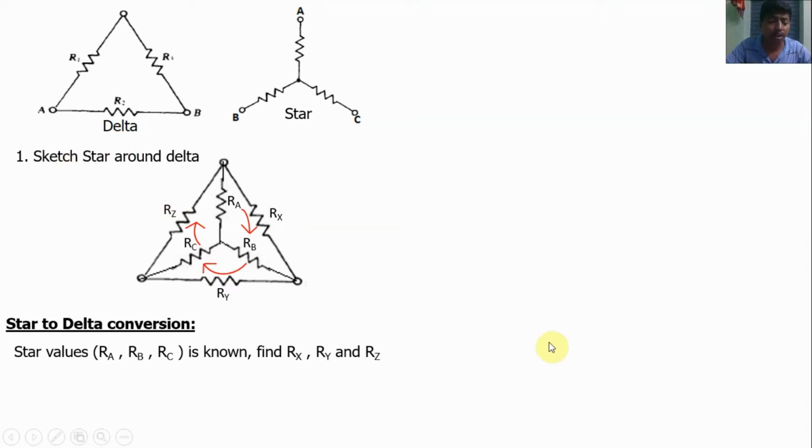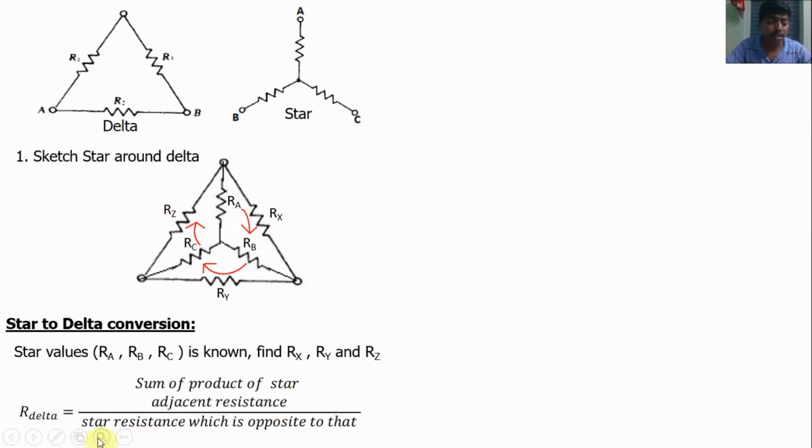The general formula for the star to delta conversion is: R delta is equal to the sum of the product of star adjacent resistances divided by the star resistance which is opposite to that. Just remember this concept. Rx is equal to, here Ra and Rb are adjacent resistances, so the product Ra Rb. The sum of product of star adjacent resistances is Ra Rb plus Rb Rc plus Rc Ra, divided by the star resistance which is opposite to that.